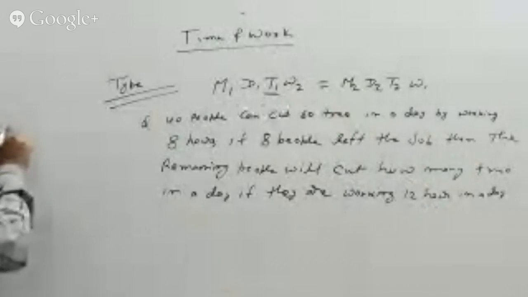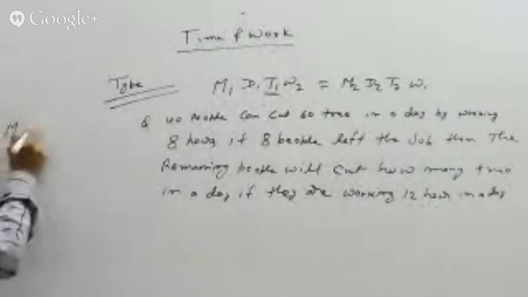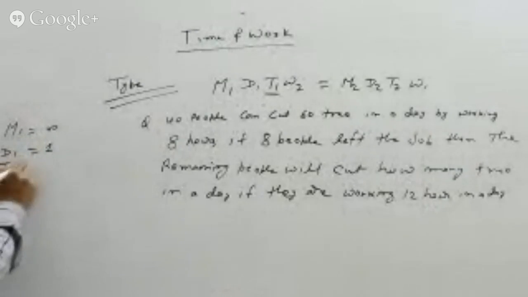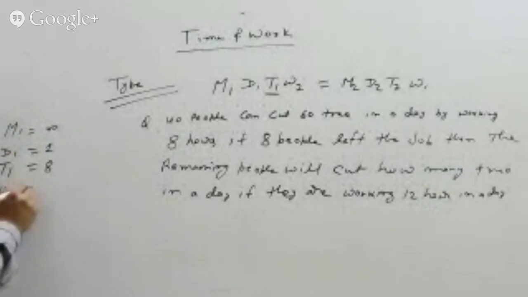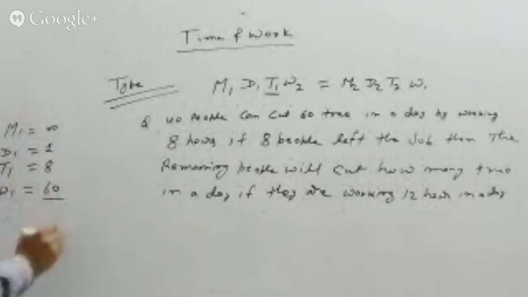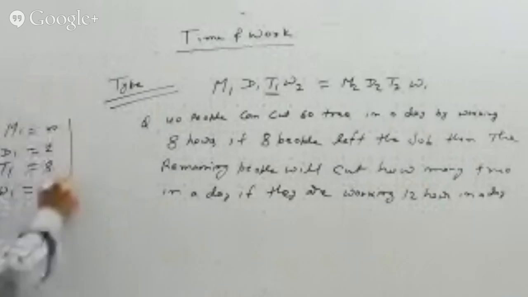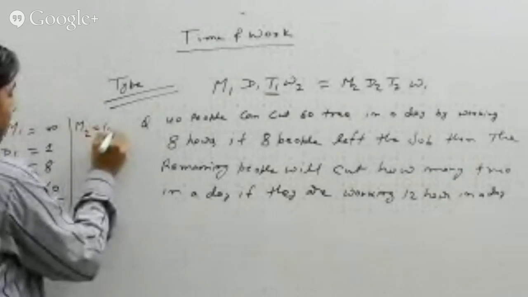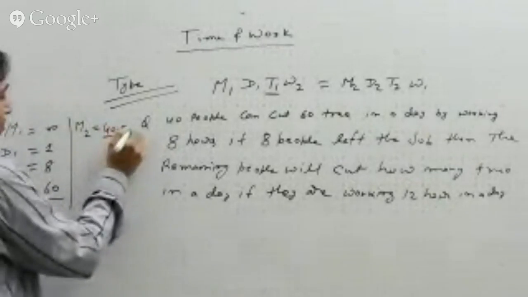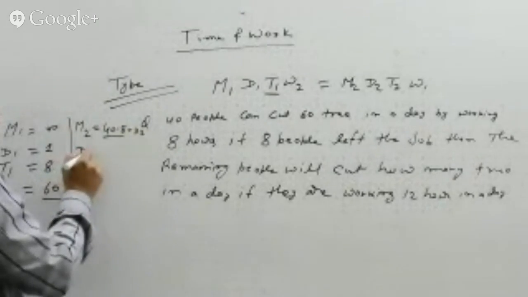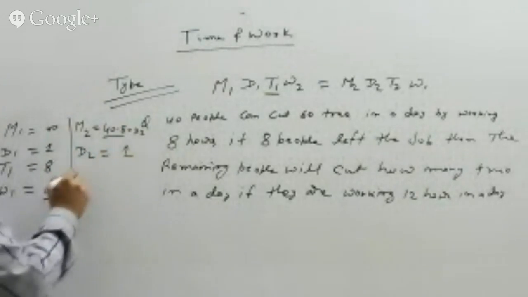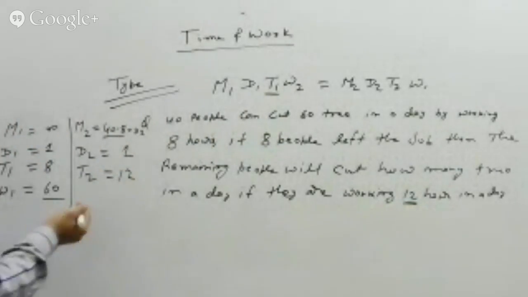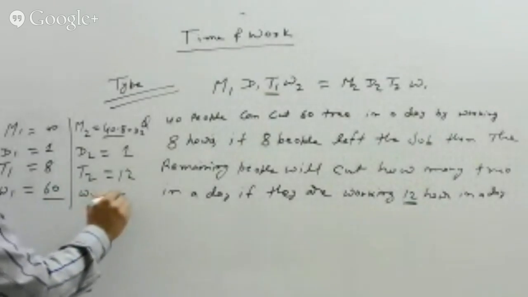In this question, we have M1 is equal to 40, D1 is equal to 1, T1 is equal to 8, and W1 is equal to 60. We are cutting 60 trees. On the other hand, we have M2 is equal to 40 minus 8 because 8 people left the job, which is 32. D2 is equal to 1. T2 is equal to 12, we are working 12 hours. And W2 we have to find out.